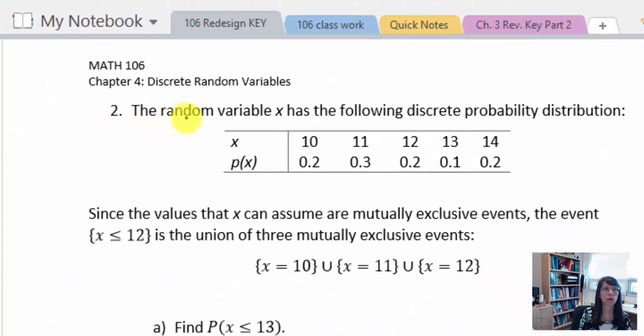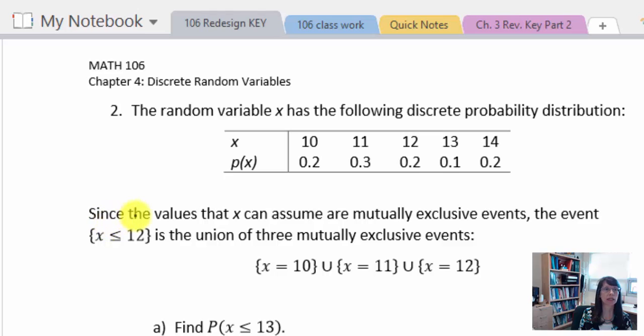For problem number 2, the random variable x has the following discrete probability distribution. X values are 10, 11, 12, 13, and 14, and the probability associated with each of those x values are 0.2, 0.3, 0.2, 0.1, and 0.2.